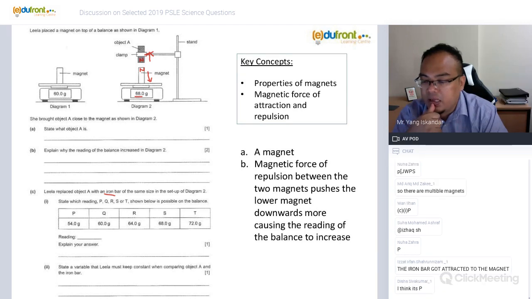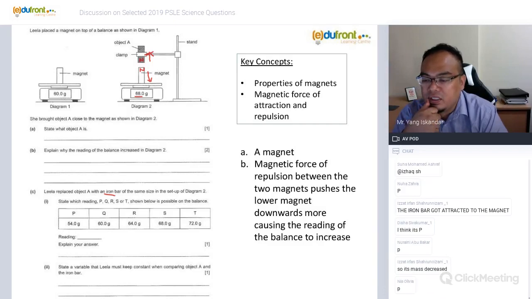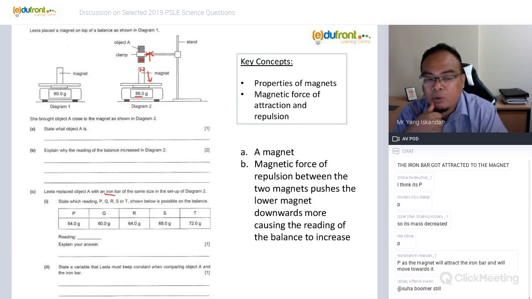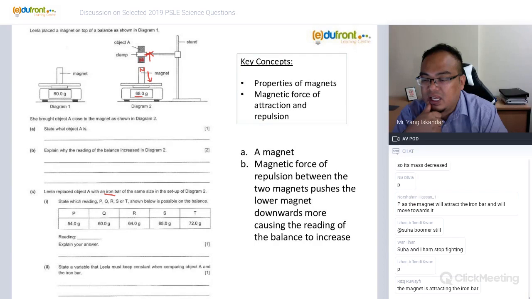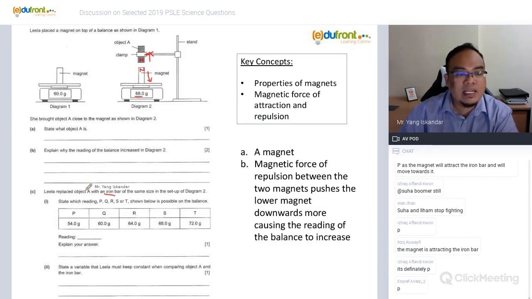Izzat put P, the iron bar got attracted to the magnet. Disha, very good. The answer is P, yeah? But can you explain why the answer is P? Nur Shahrin, P is a magnet. P as the magnet will attract. You see, this is a magnet and the object is an iron bar, right? So when you have an iron bar and a magnet, there will be magnetic force of attraction.